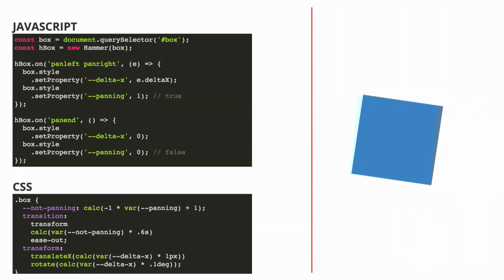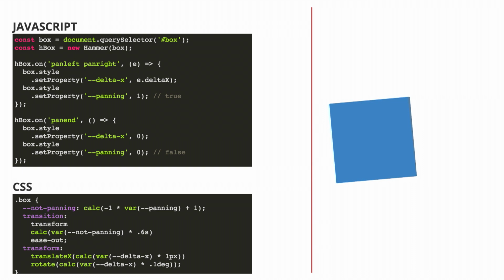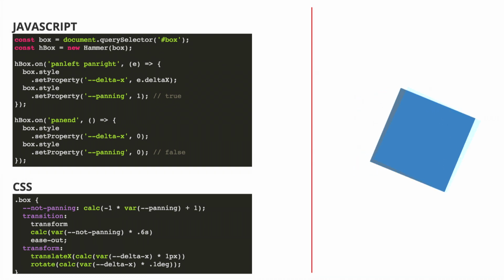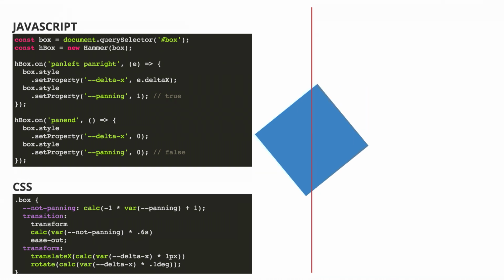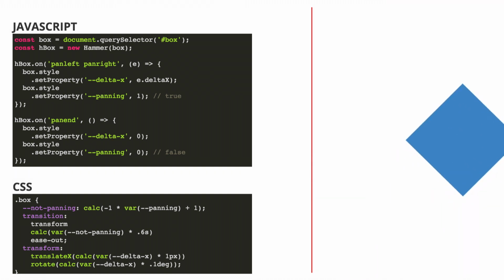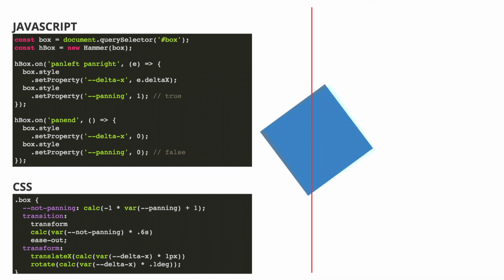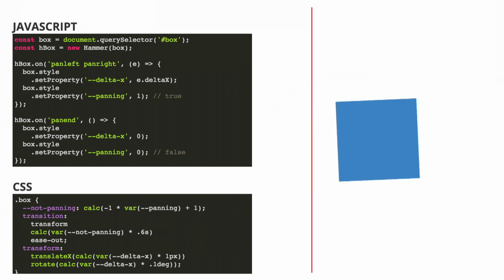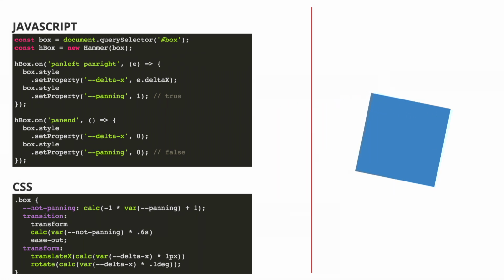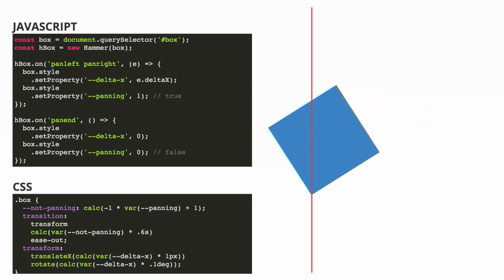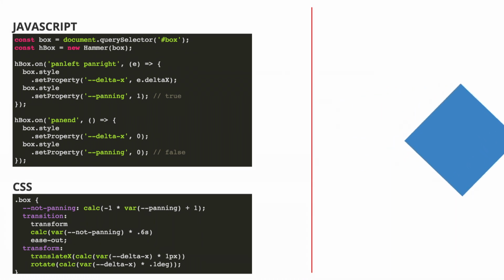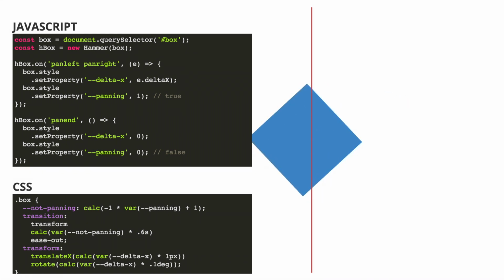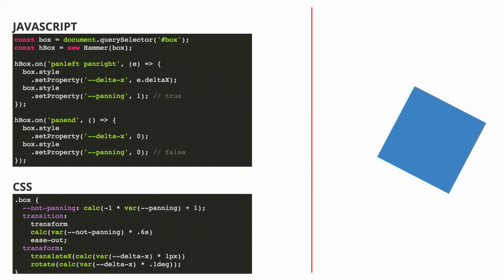We could set another variable called panning and do sort of like a Boolean CSS where we set it to 1 if we are panning, and we set it to 0 if we're not panning. And over here down at the bottom, don't know if you could see, but we set the transition duration to 600 milliseconds if we're not panning, and we set it to 0 if we are panning because the movement is controlled with our fingers.